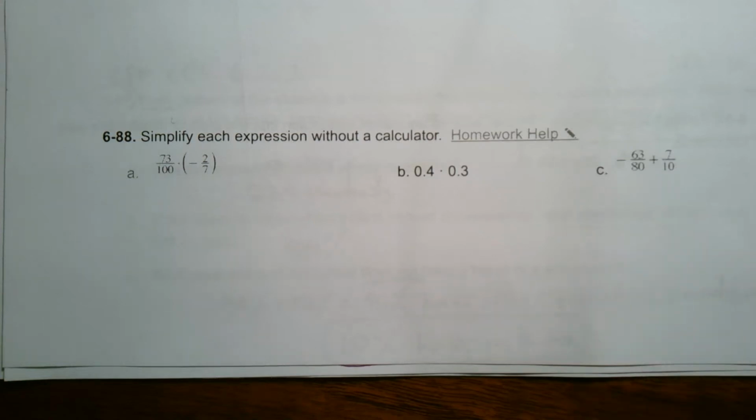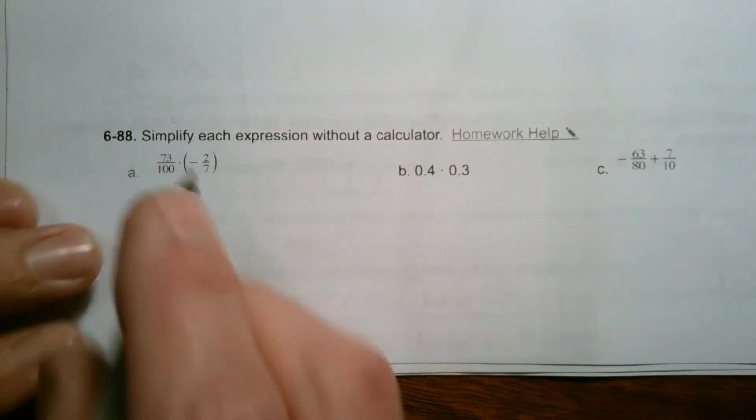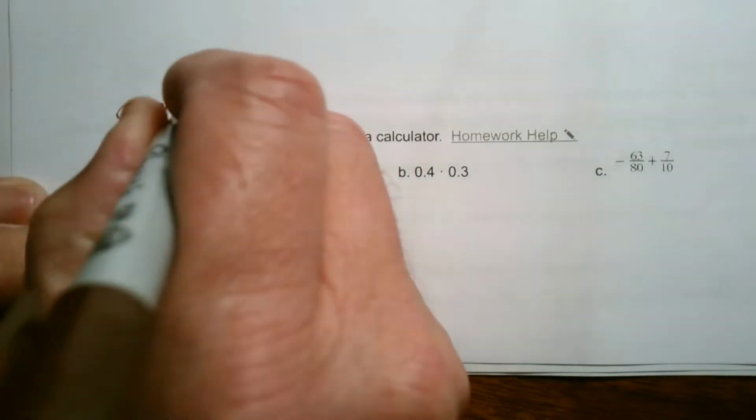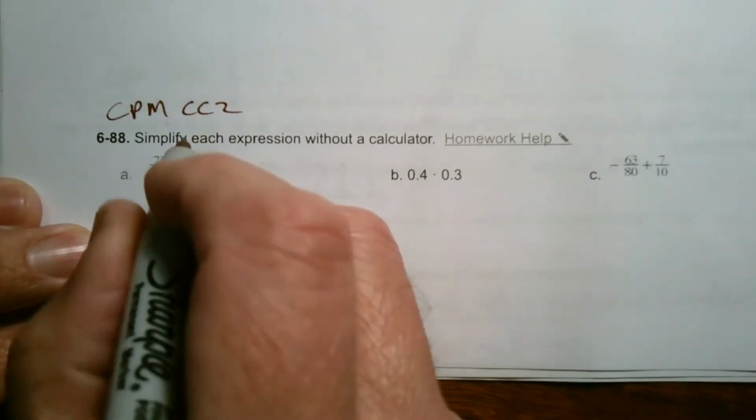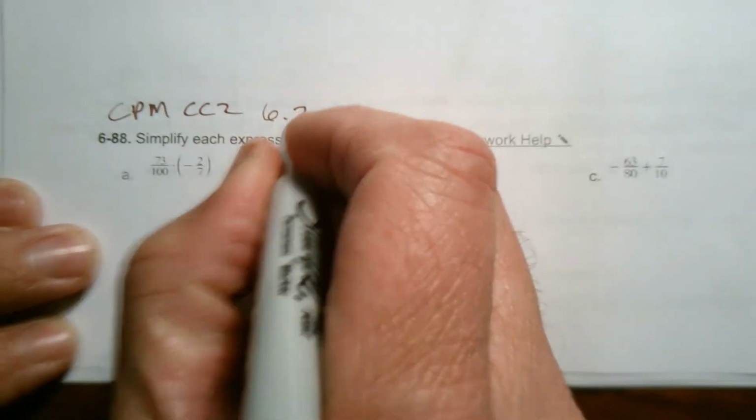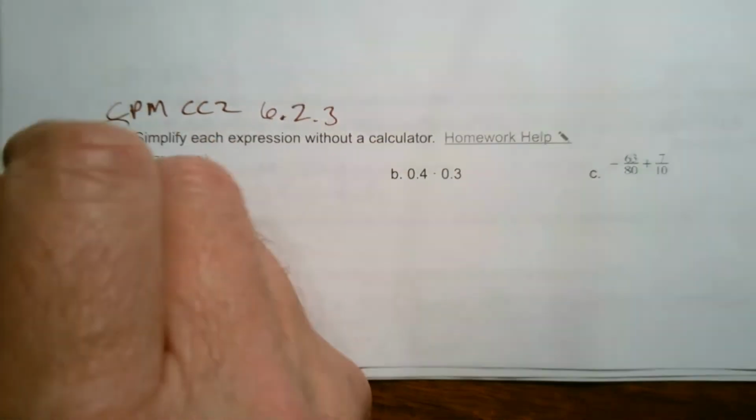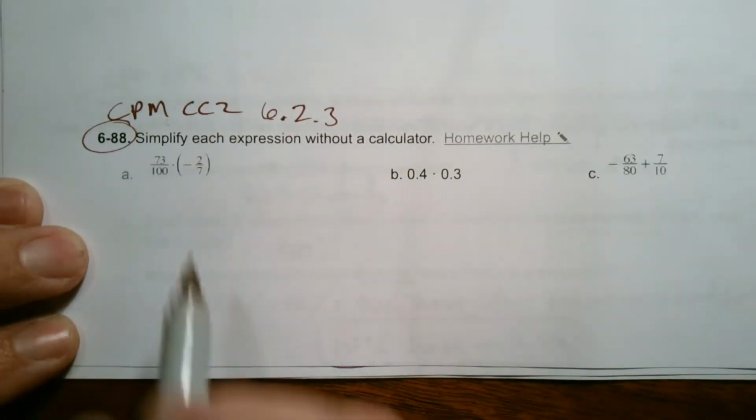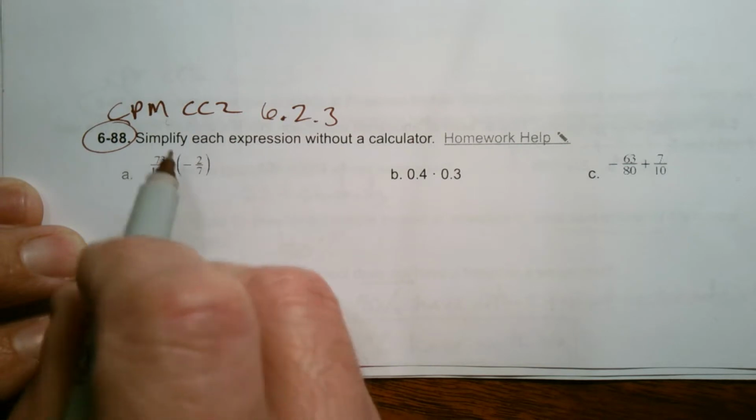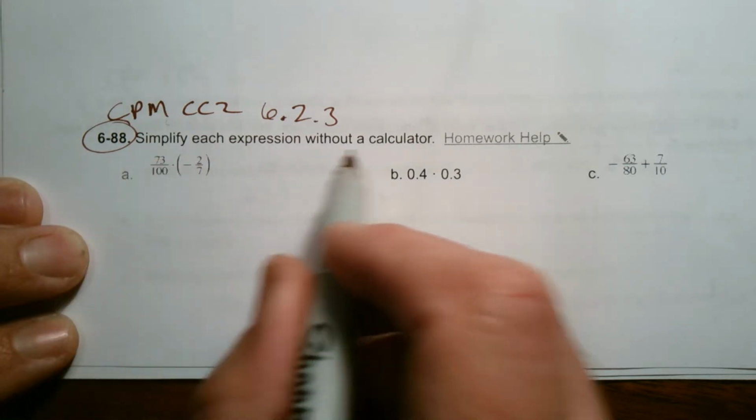We are looking at simplifying fraction products, addition of fractions, as well as product of decimals. So this is a question. This problem set is coming from CPM's Course 2, section 6.2.3, number 688. So we've got a product here. Directions say simplify each expression without a calculator.